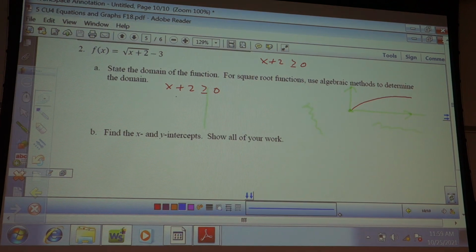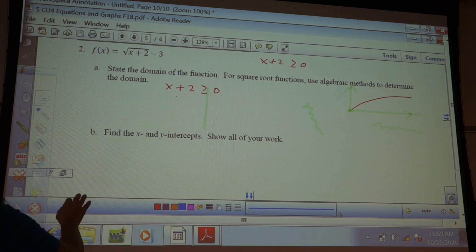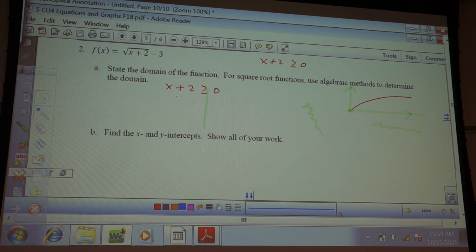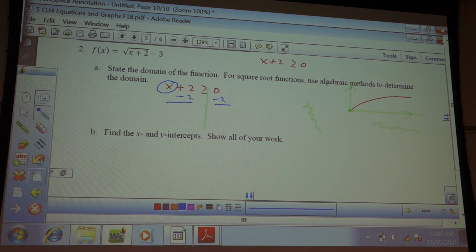So what do we do to both sides to get our x by itself? Subtract 2. Well, because I need the x by itself. There's something going on with the x, and I need to get rid of whatever's next to it. So that's my domain. X has to be greater than or equal to -2.